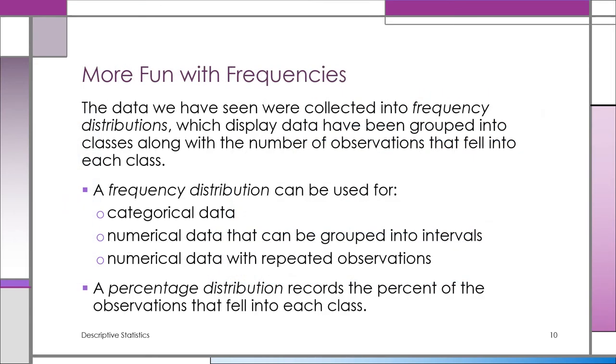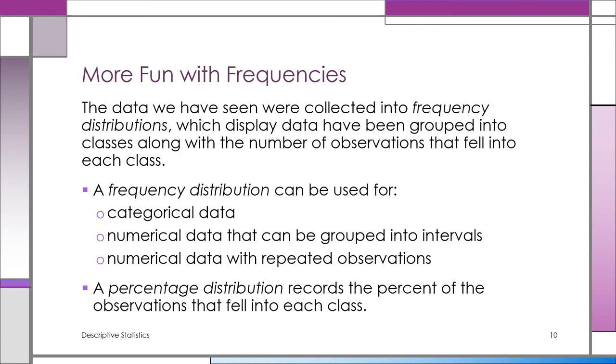So far, we have seen discrete group data that has been organized, collected into a frequency distribution where you have the number of observations that fell into each class. What can we use this for? Well, we've already seen using frequency distribution for numerical data with repeated observations, which is another way of saying discrete group data.